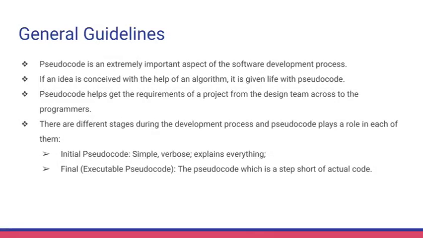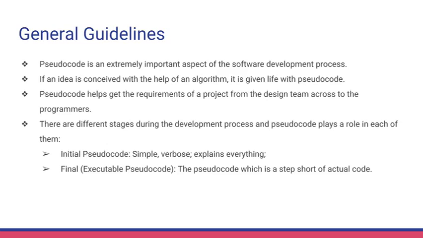General guidelines. Pseudocode is an extremely important aspect of the software development process. If an idea is conceived with the help of an algorithm, it is given life with pseudocode. Pseudocode helps get the requirements of a project from the design team across to the programmers. There are different stages during the development process, and pseudocode plays an important role in each of them.